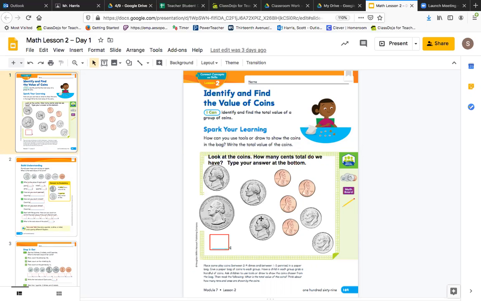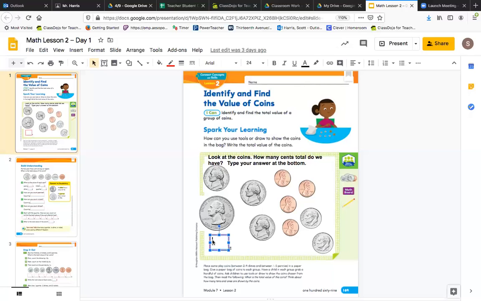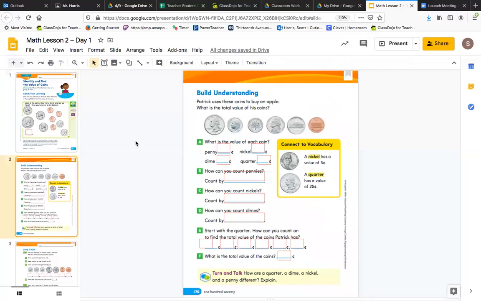Here I see nickels, those bigger silver ones. I see 1, 2, 3. How much is a nickel worth? A nickel is worth 5, so I'm going to count those. Count by 5s, 5, 10, 15. And we all know what these copper ones are, the little pennies, each one worth 1 cent. 1, 2, 3, 4. Count all your money, and then in this red box, type in how much that is worth. I want you to type it in. And then we go to the next page.